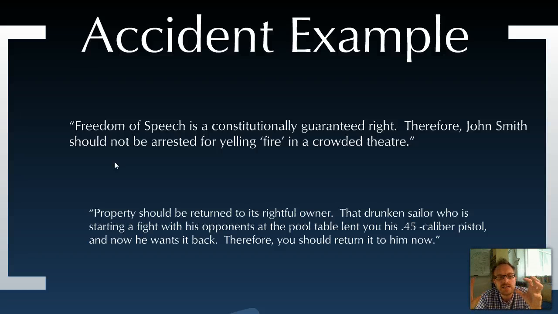That rule applies only in specific ways. So if you yell fire and cause a panic in a theater, that's illegal, right? And so you're not free to say that, right? So that's a fallacy of accident.